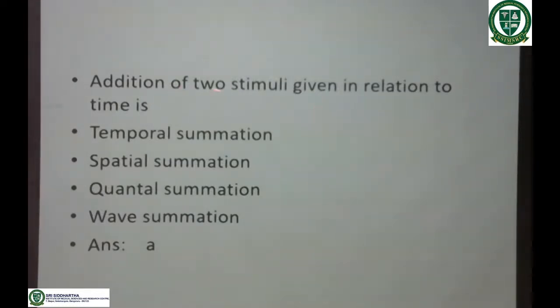Next, addition of two stimuli given in relation to time is: temporal summation, spatial summation, quantal summation, wave summation. Addition of two stimuli will give a greater result. Which is that? It's temporal summation. Addition of two stimuli given in relation to space. Here it is space. In addition to time, T for T is temporal summation. Here space, S for S, it is spatial summation.